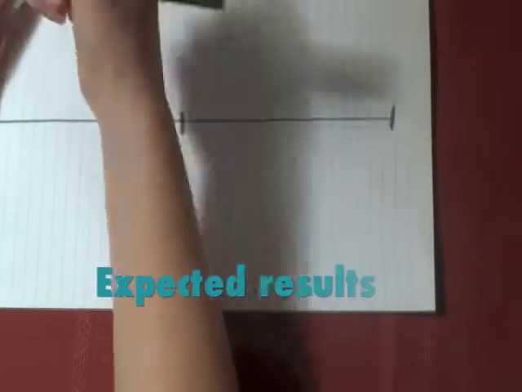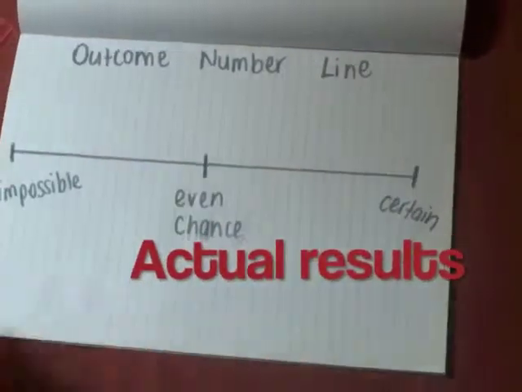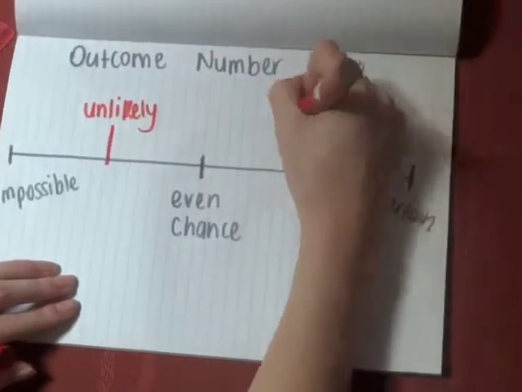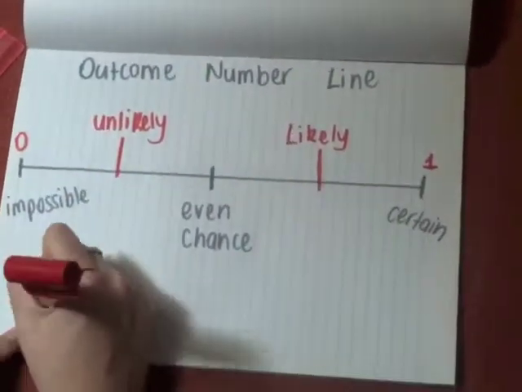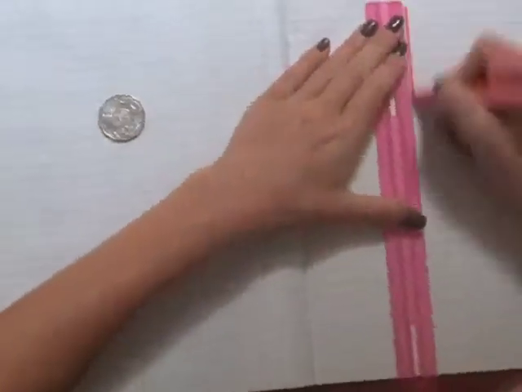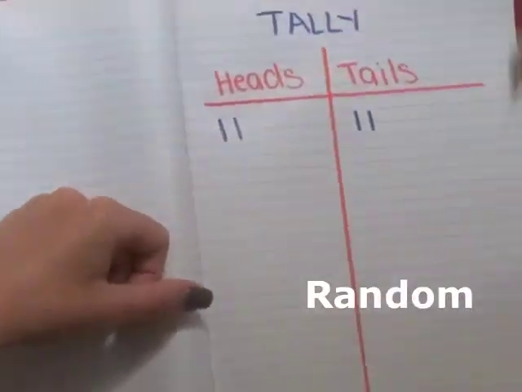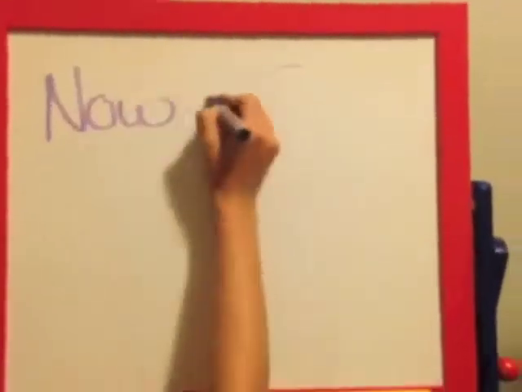We can record our expected results of what we think is going to happen and our actual results of what actually has happened on a probability line. When dealing with experiments that are random, like tossing a coin, we can use a tally to record our results. The results of a coin toss are random and will be different for every person.